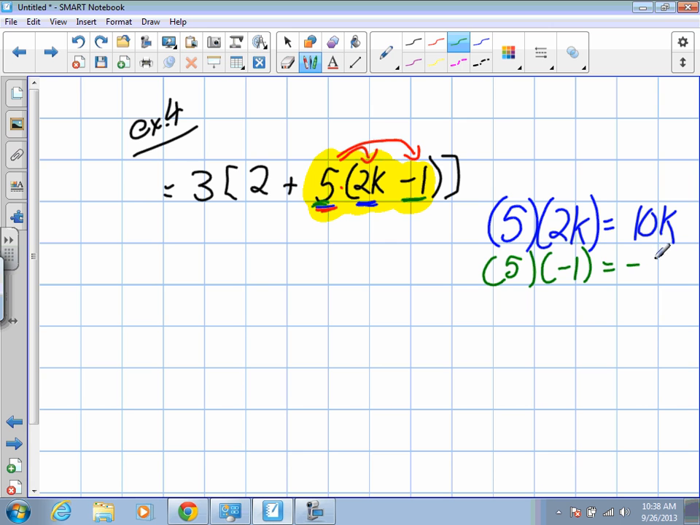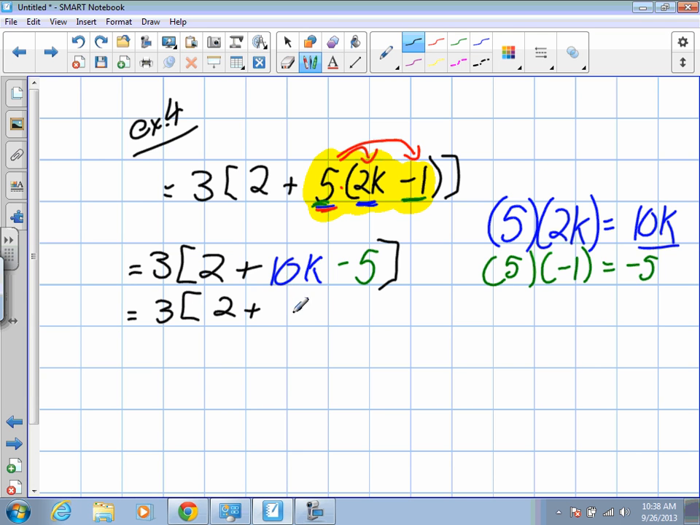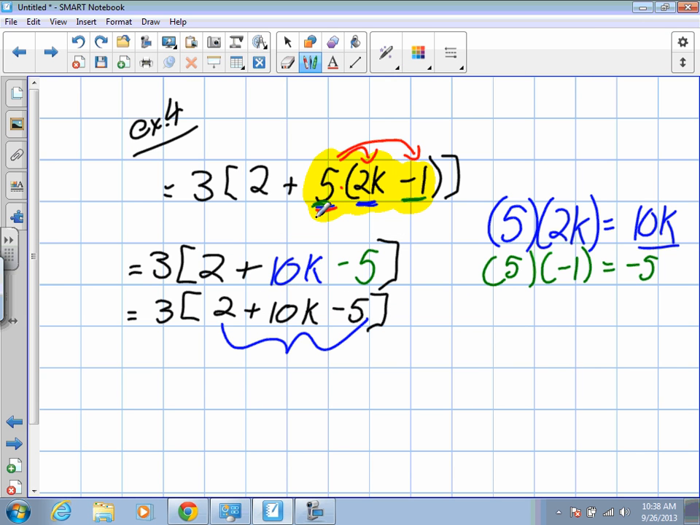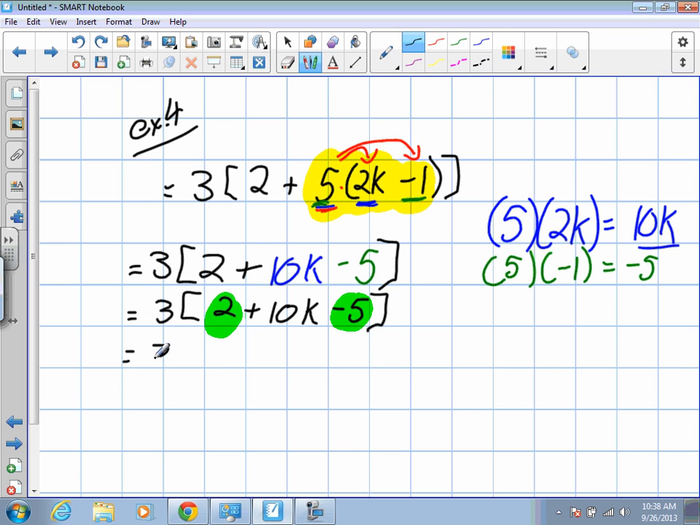So I rewrite the rest of my expression. I have 3 bracket 2 plus, and then this highlighted part is going to be replaced with our values. The first number we had was 10k, and the second value we had was minus 5. I'll rewrite them all in black so it's a little simpler to look at again. So we now have 3 times 2 plus 10k minus 5. Now, let's look at our brackets again. Can I simplify the brackets? Yes. The 2 and the negative 5 are like terms. When we combine 2 and negative 5, what will we get? Negative 3. And it doesn't matter if I put the negative 3 first or after. I'm going to put the 10k first, minus 3 after.